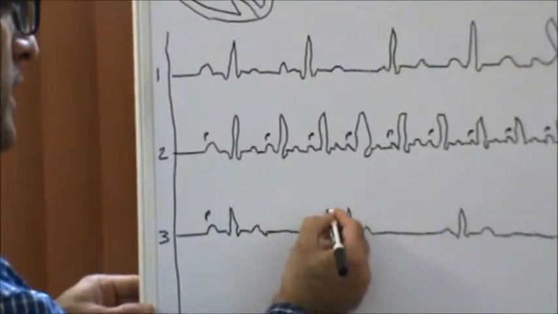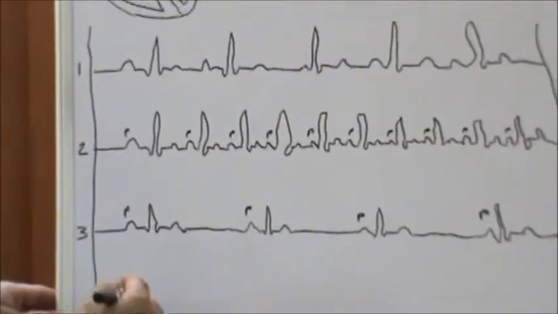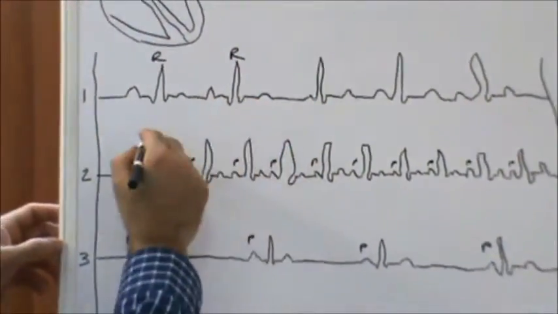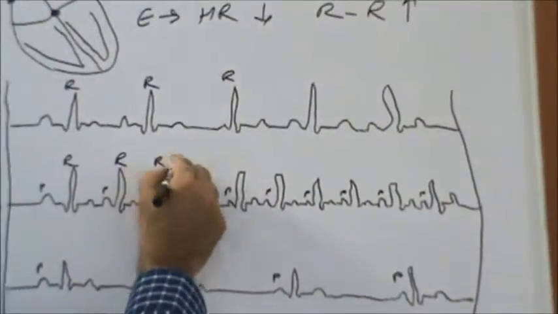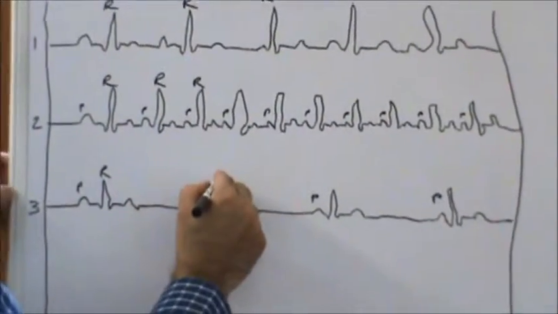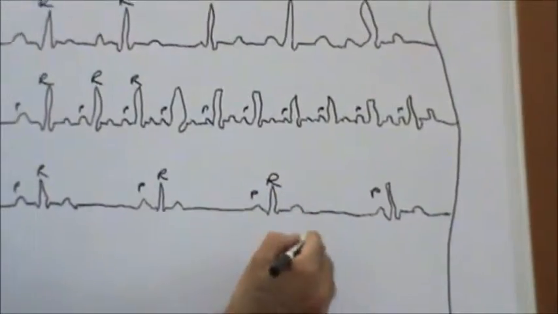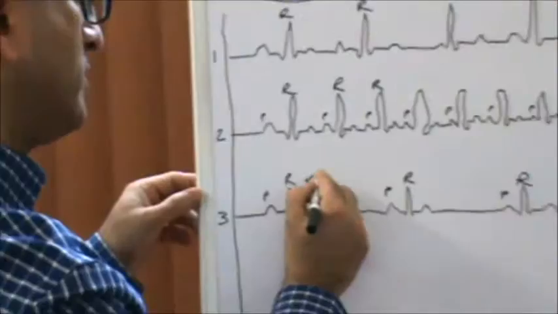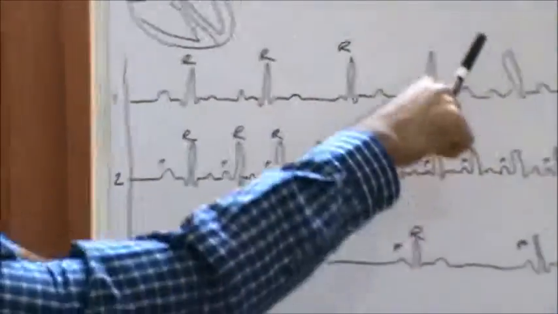So you see, and look at this, this is your R. This is your R. This is your R. So look at the R to R distance. As the heart rate goes down, the R to R distance will go up.